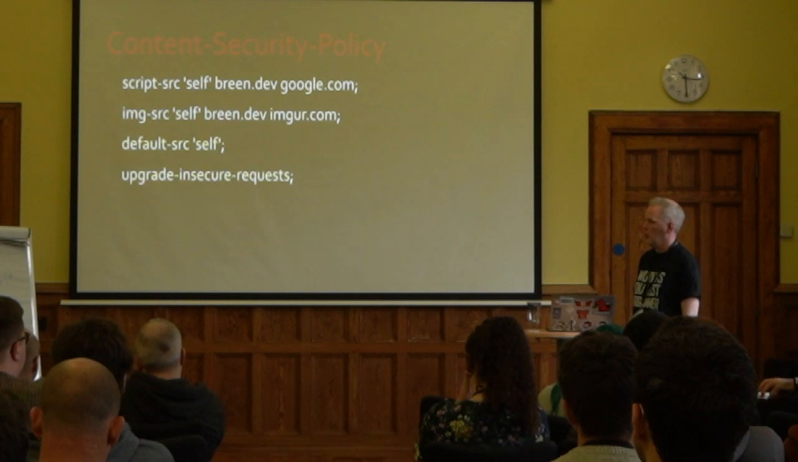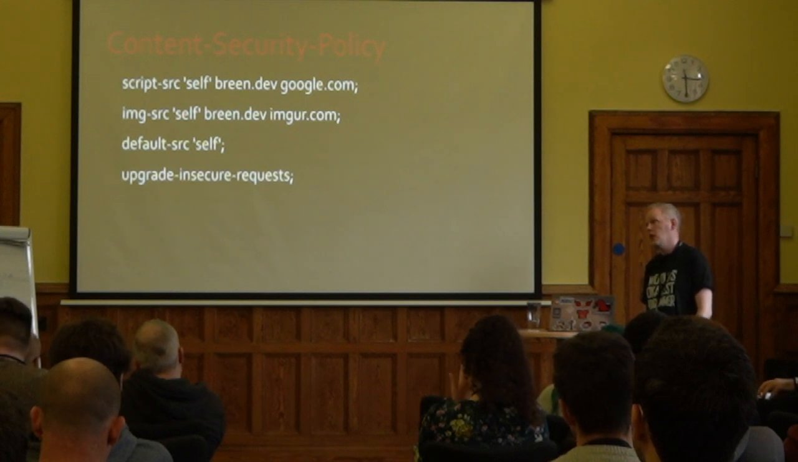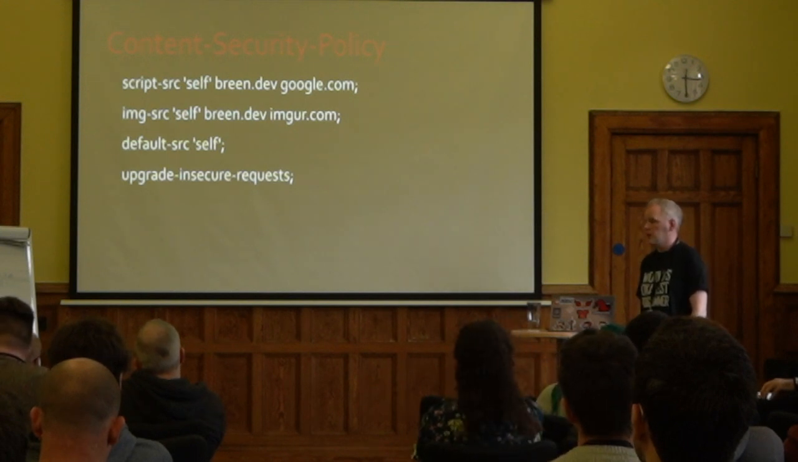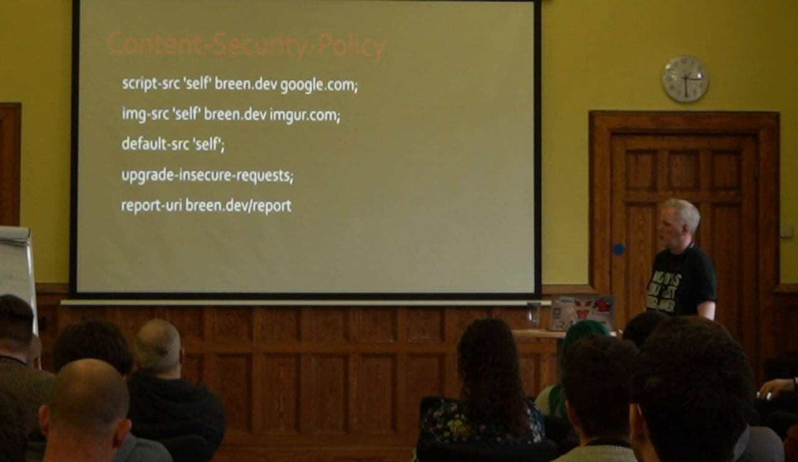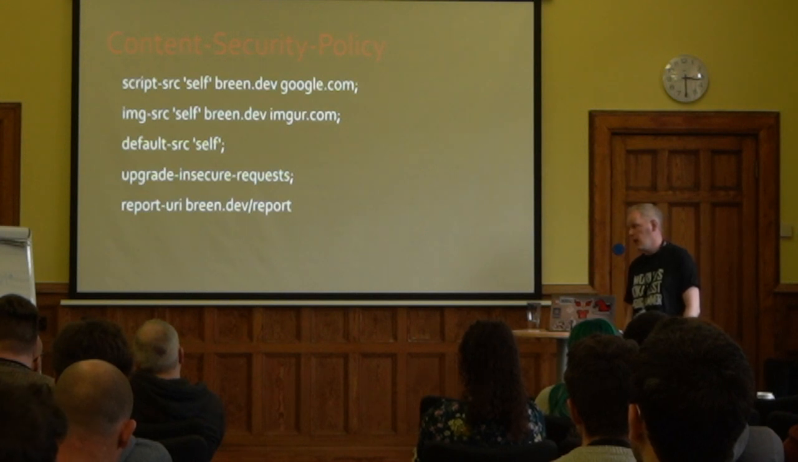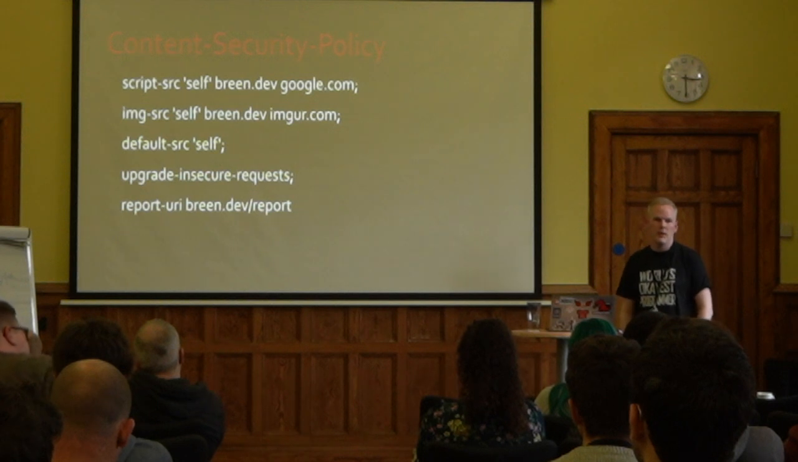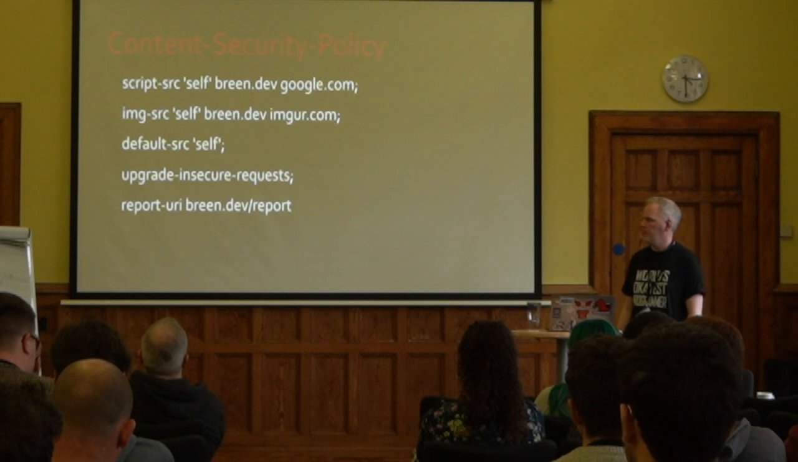If you are upgrading from HTTP to HTTPS, and you don't want to go through and update all your links to use HTTPS, you can tell the browser to upgrade all insecure links automatically, which is also very useful. And the one I find the most useful is a report URI. If someone is able to inject something onto a page, the browser will block it, but it will also call your API endpoint and notify you of what page and what has been injected, so you're able to go and investigate and remove it, and hopefully prevent the vulnerability.